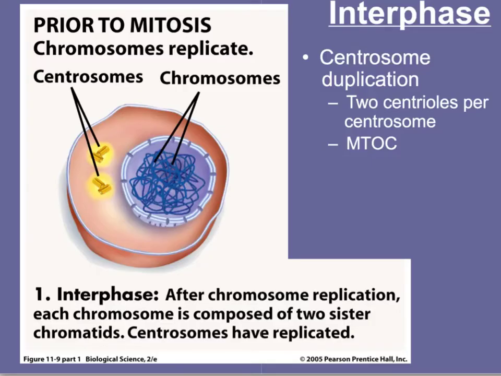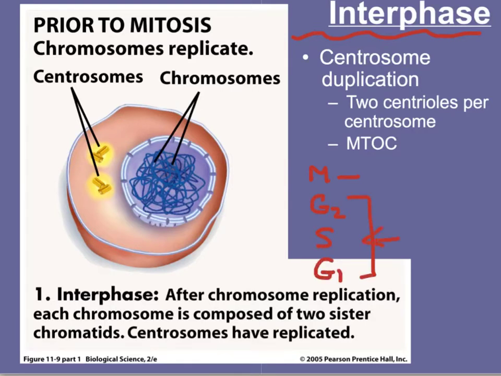So what do you really need to know? You need to know the main features of each of the steps. And we've already discussed most of the main features of interphase that I want you to know. All right, so one thing I want you to remember, during interphase, interphase is really, so you have mitosis, and then you have G2, S, and G1.